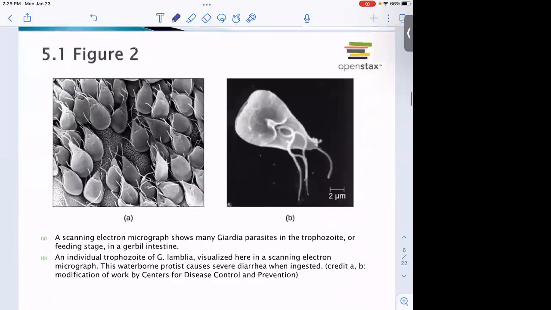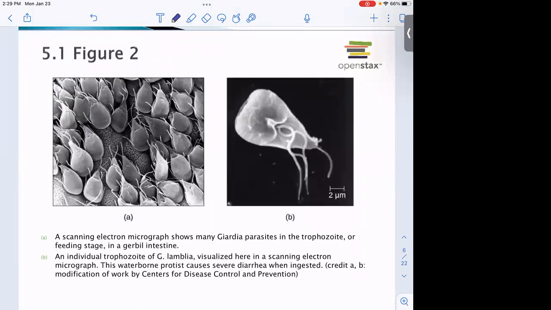Okay, so again, here are some scanning electron micrographs of Giardia, just an example of that trophozoite stage. This is in a gerbil intestine here, lots of Giardia just swimming around and feeding.